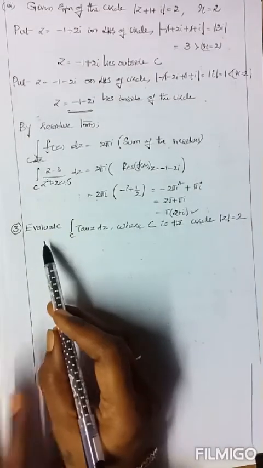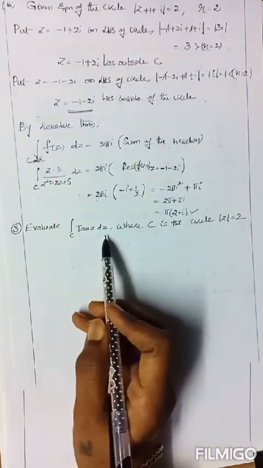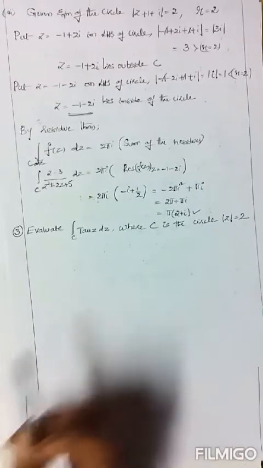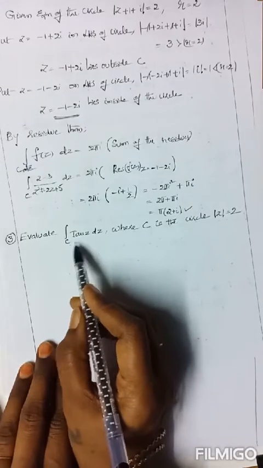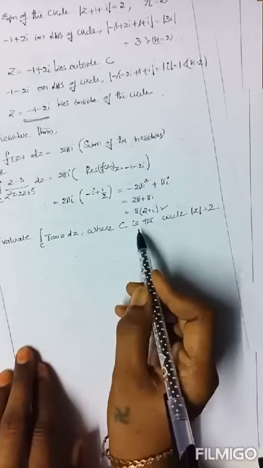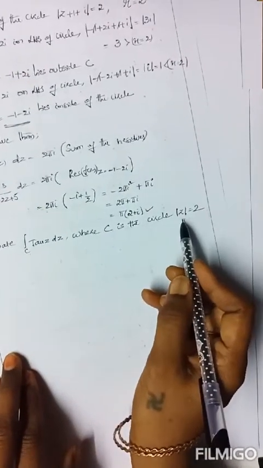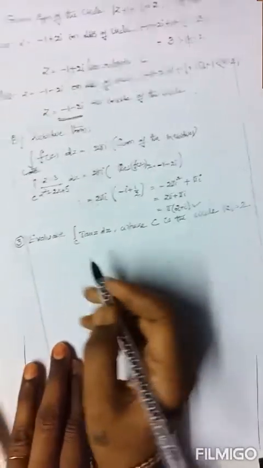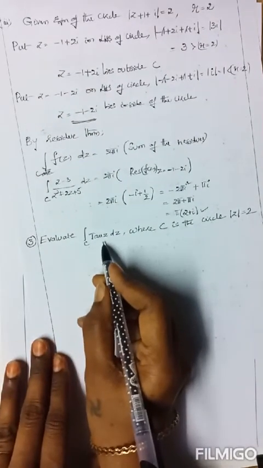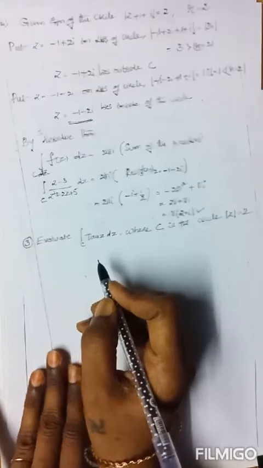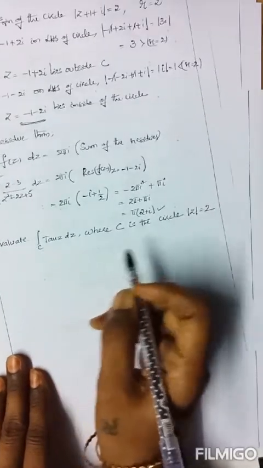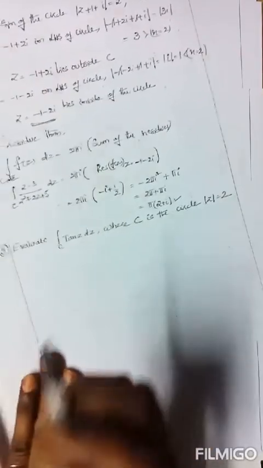The next given question is: evaluate the integral over C of tan z dz, where C is the circle modulus of z equal to 2. Here also we have to integrate along the circle, where C is the circle of radius 2. So first we have to find the poles, then find the residues, and then check whether the corresponding poles lie inside of the circle or not.